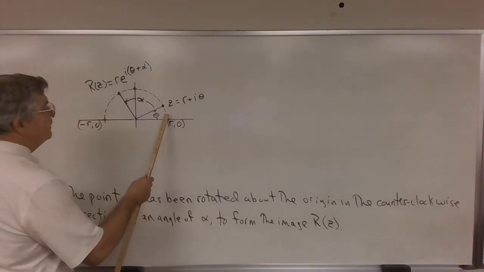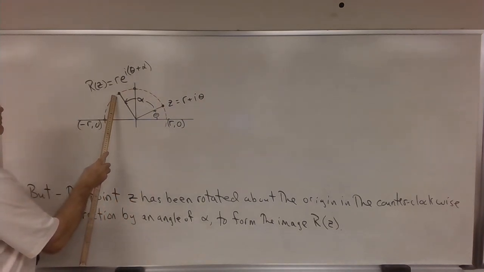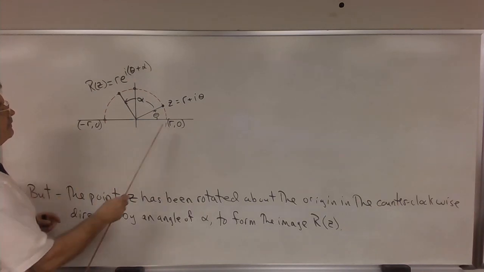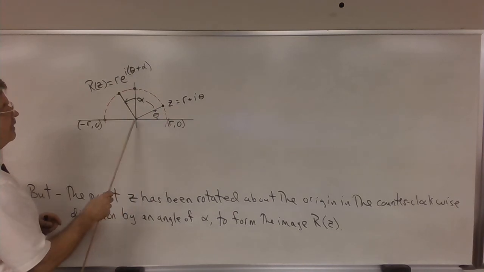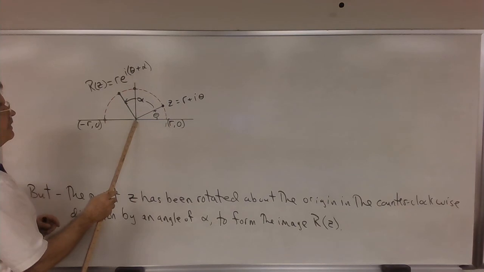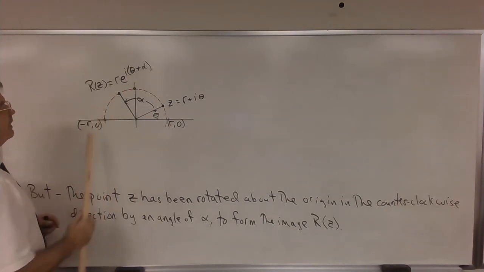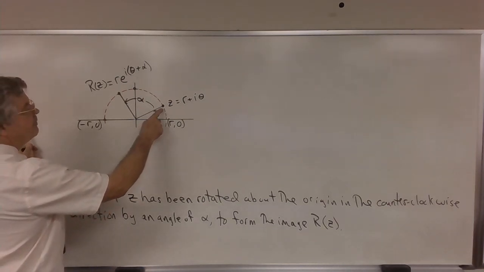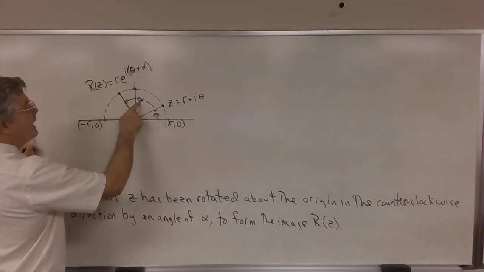So here's the original point, z. Here's the image of z, r of z. And notice that both of these points are on the perimeter of the circle of radius r centered at the origin. So z is a distance of r from the origin. Its image r of z is a distance of r from the origin. The only thing that's happened to this point is that it's been rotated about the origin counterclockwise by an angle of alpha.